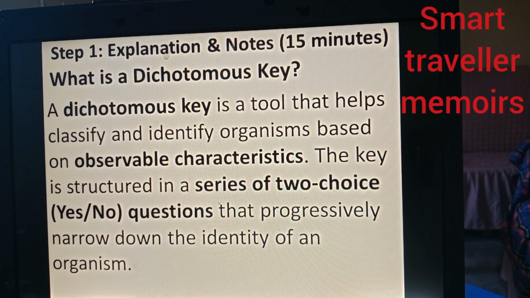Lesson development. Step 1. Explanations and notes, which can take about 15 minutes. What is a dichotomous key? A dichotomous key is a tool that helps classify and identify organisms based on observable characteristics. The key is structured in a series of two-choice yes or no questions that progressively narrow down the identity of an organism.